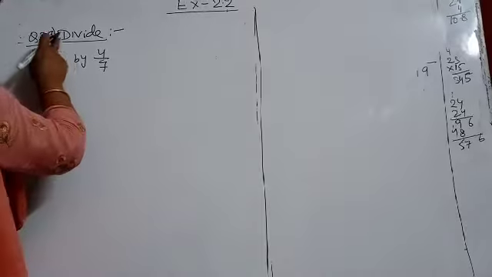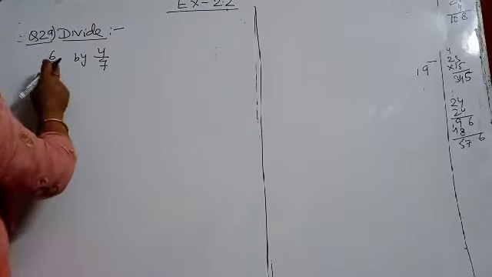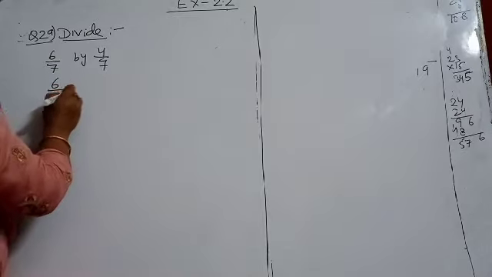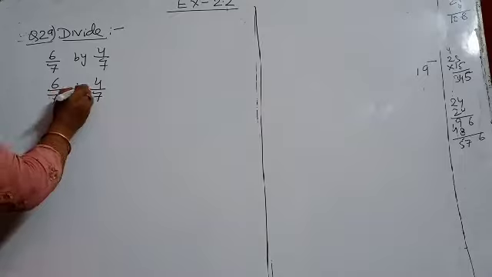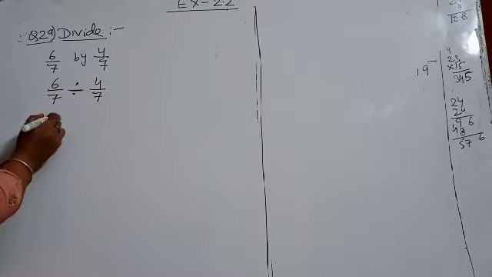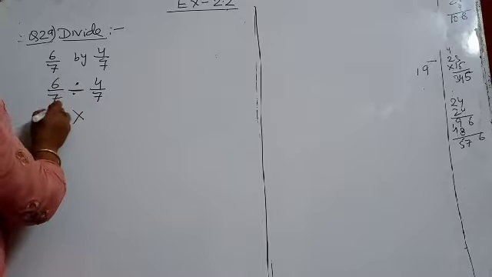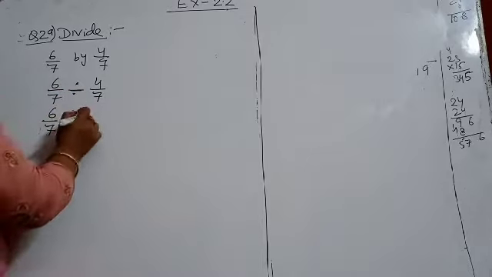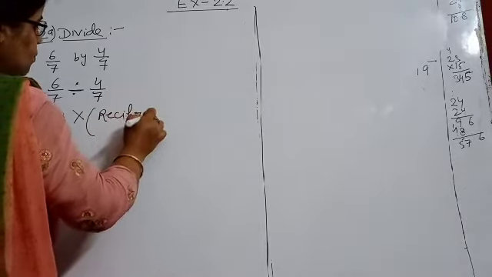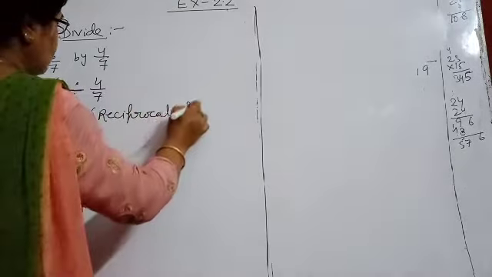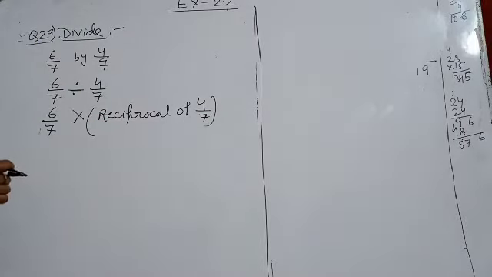Now question number 2, A part, divide. 6 upon 7 by 4 upon 7. Divide means 6 upon 7 will be divided by 4 upon 7. Okay, this divide sign, in the first step you will change it to multiplication. Okay, multiply, and 6 upon 7 will remain as it is, multiplied by the reciprocal of 4 upon 7.